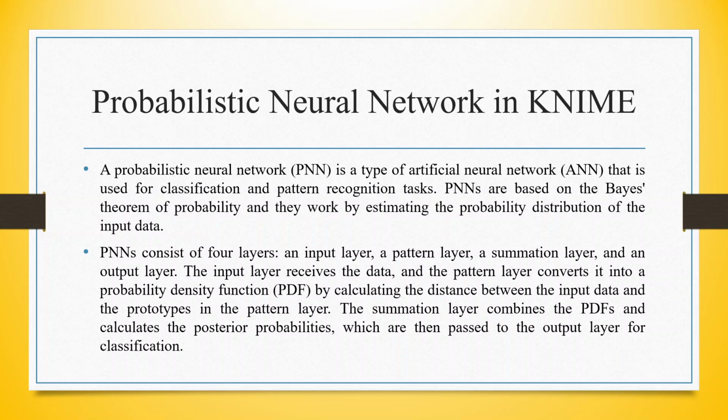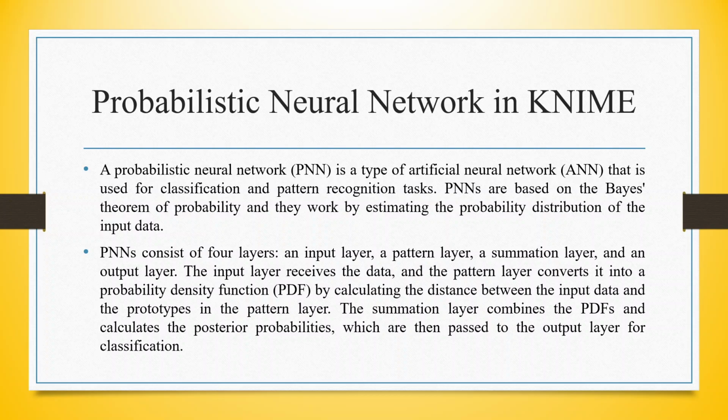PNN consists of four layers: an input layer, a pattern layer, a summation layer, and the output layer. The input layer receives the data and the pattern layer converts it into the probability density function by calculating the distance between the input data and the prototypes in the pattern layer. The summation layer combines the PDFs and calculates the posterior probabilities, which are then passed to the output layer for the classification.